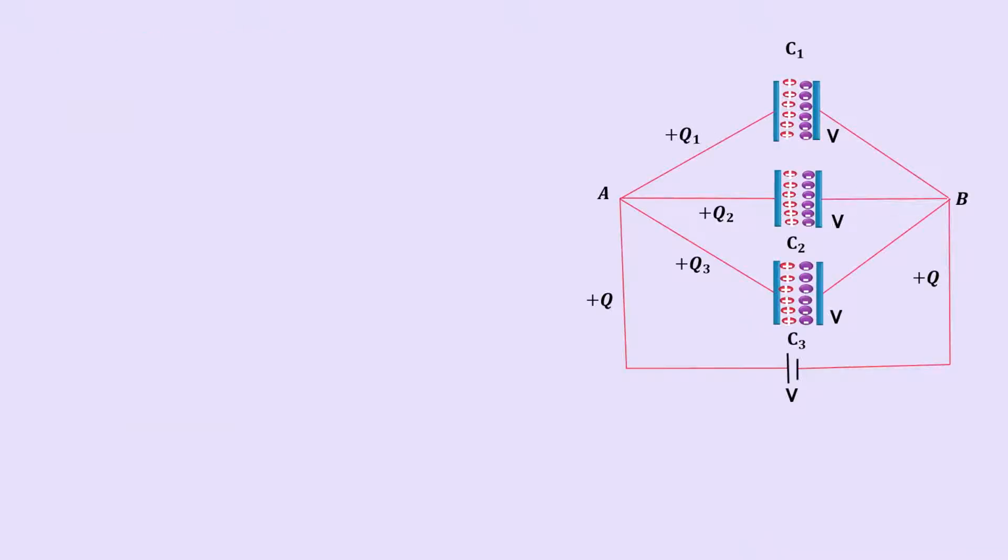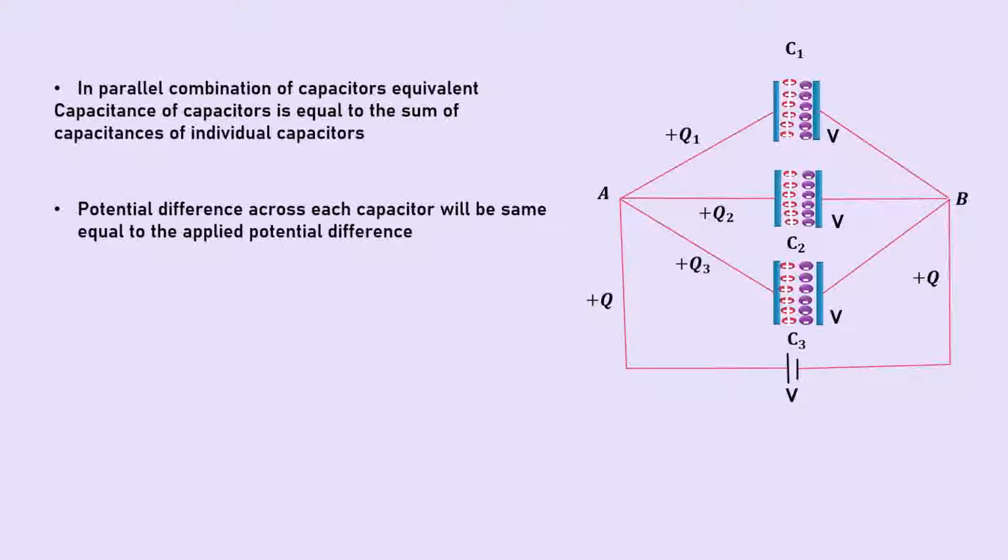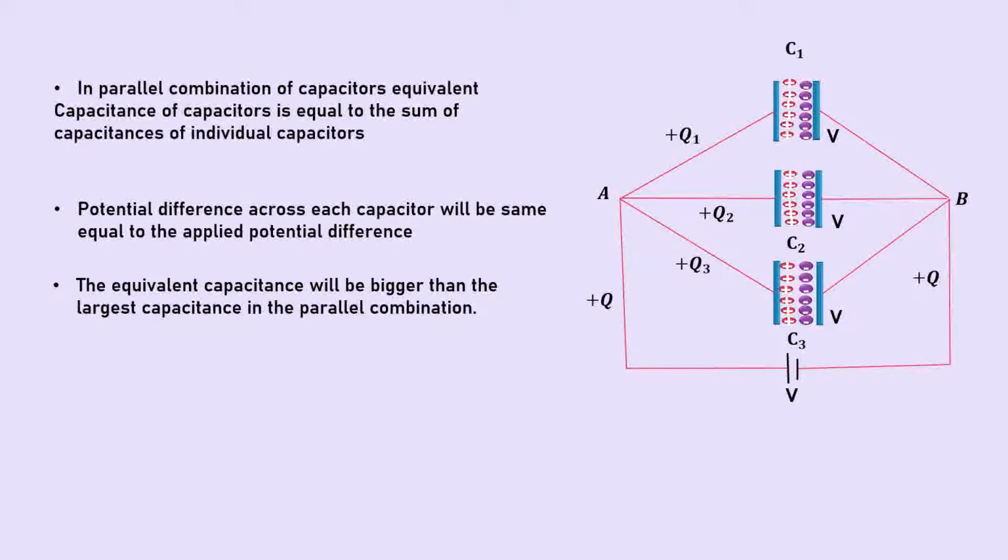Now there are certain points regarding parallel combination. First, in parallel combination of capacitors, the equivalent capacitance is equal to the sum of the capacitances of individual capacitors. Potential difference across each capacitor will remain the same. Charge will be different. The equivalent capacitance will be greater than the greatest capacitance in the parallel combination.